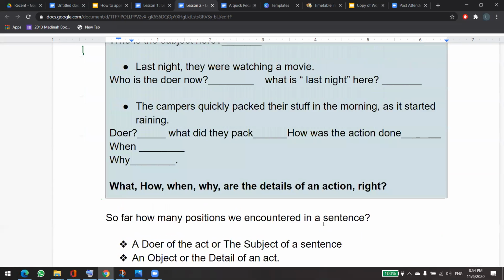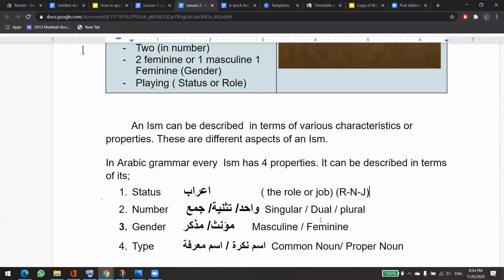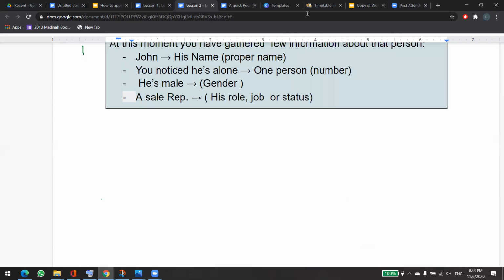Okay, so that's the recap of lesson 2. Hope you have understood well. Inshallah, if you have any questions, you can ask me and we can discuss in the next session. Inshallah.